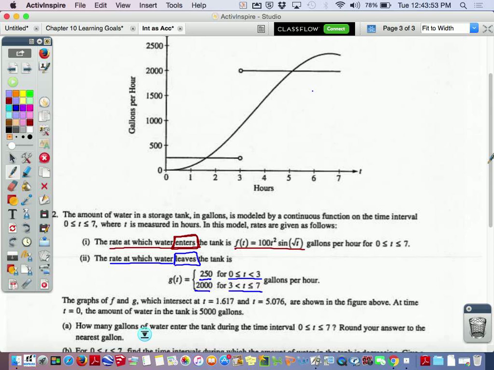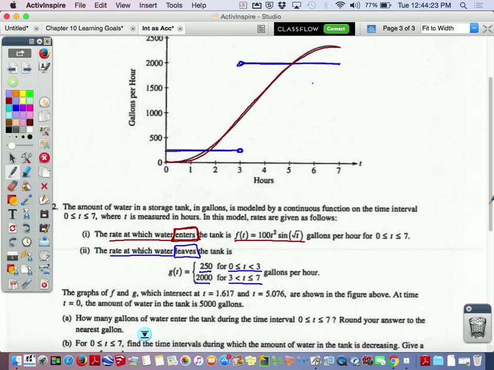On the graph, that rate that water is leaving, I'll color that in blue. Oh, I didn't want to cover that in blue, sorry. Try again. The rate that water is leaving, if I do that in blue, those are these horizontal lines. And then the rate that it is entering is this curving function here. So that's f of t.